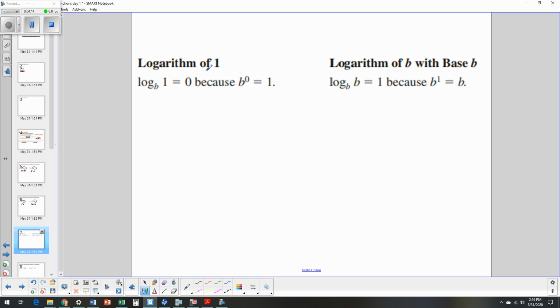A logarithm of 1, with a base of b, base of anything really, is going to equal 0 because b to the 0 will always equal 1. And then a logarithm of b with base b, if these match, it automatically equals 1 because b to the first power equals b.